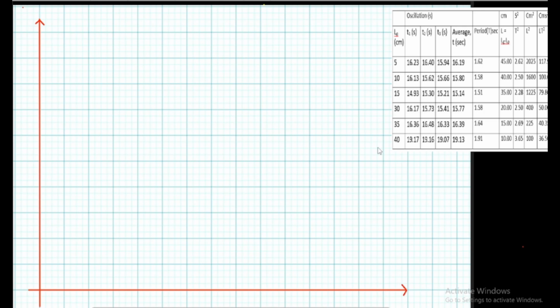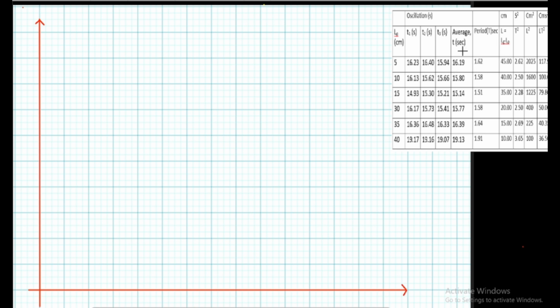Okay, in this video, we'll be looking at graph plotting, and here we'll be talking about a graph that is a bit complicated compared to the previous one we did. So this is graph plotting 2. So now again, I have my graph paper, as you can see here. Then I also have my table of values.